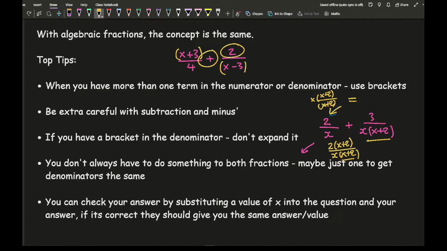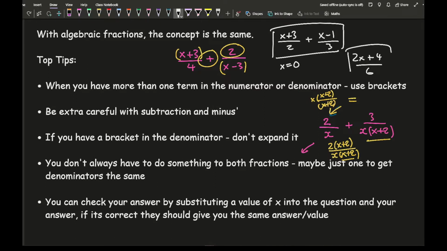And the last tip is that you can check your answers by substituting a value of x into the question and your answer. And if it's correct, then this should give you the same answer. So what I mean by that is if I had x plus 3 over 2 and I had x minus 1 over 3 and I get an answer of 2x plus 4 over 6, let's say, then if I just pick any number, so let's go for x equals 0, I substitute it into this. Is my final answer, and if they give me the same answer, then I know I'm absolutely fine.